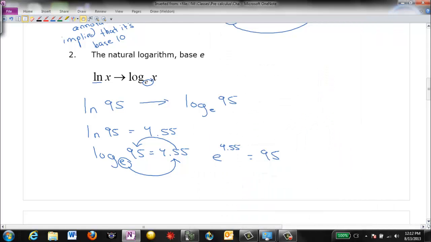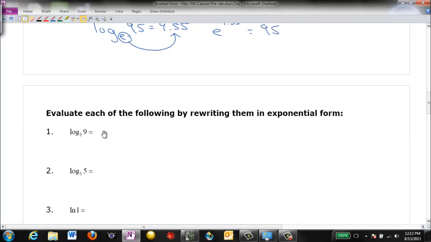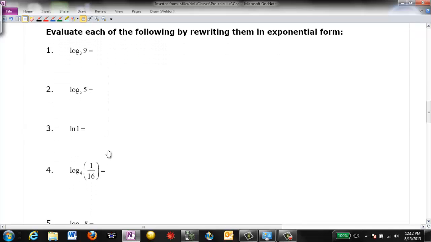All right, so let's go ahead and do some practice exercises real quick together to really get this skill nailed down. You're going to see some problems like this in your book. It says evaluate each of the following by rewriting them in exponential form, or they might just ask you to take a log and rewrite it in exponential form and vice versa. The way that I like to approach these problems, I like to think about that definition and remember that there's some number over here that we don't know what it is.